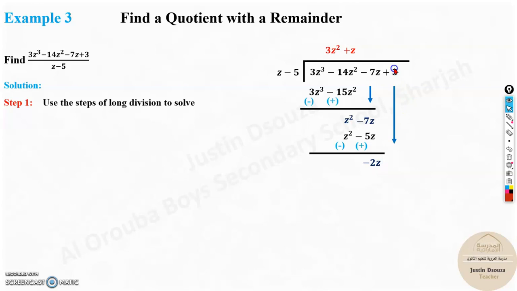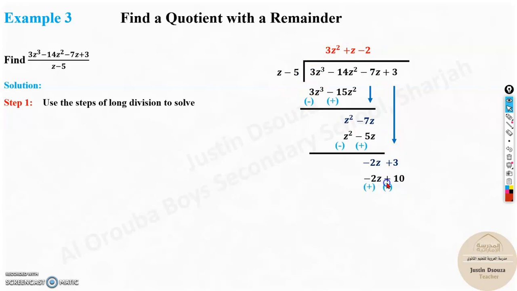Now what next? Get this last term down over here. Now this is it. Now all the terms are done. This will be your last step because all the terms have been brought down. Now compare. How much do you have to multiply? You can just see over here, z and z are there, so only minus 2 must be multiplied, sorry. So write minus 2 over here. Z times minus 2 is minus 2z. Minus and minus becomes plus. 5 times 2 is 10.